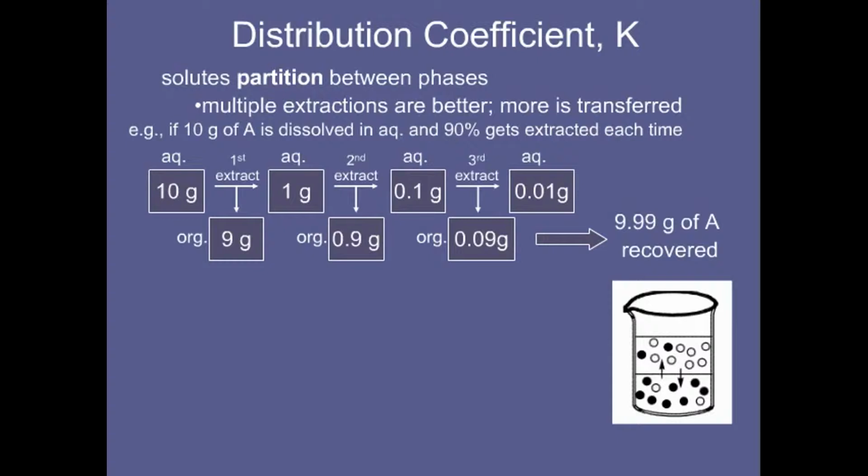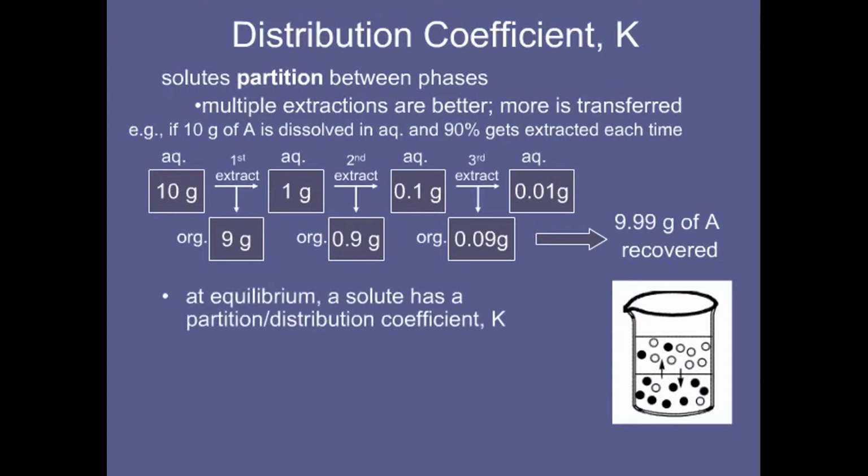The extent to which a solute prefers one phase over another is described by the partition or distribution coefficient K. K is a constant for a given organic solvent at a given temperature, and is defined as the concentration of the solute in the organic phase divided by the concentration of the solute in the aqueous phase.